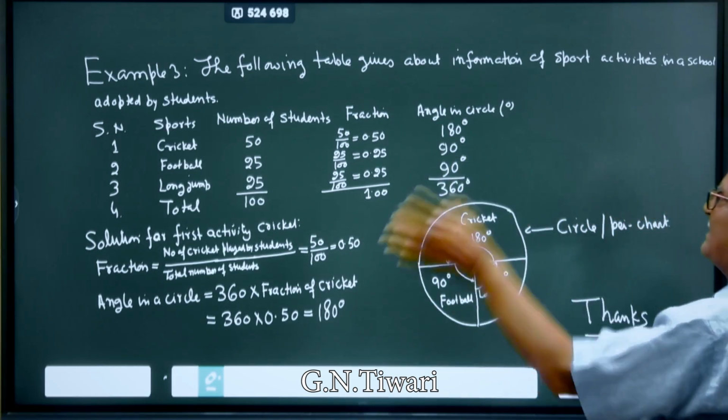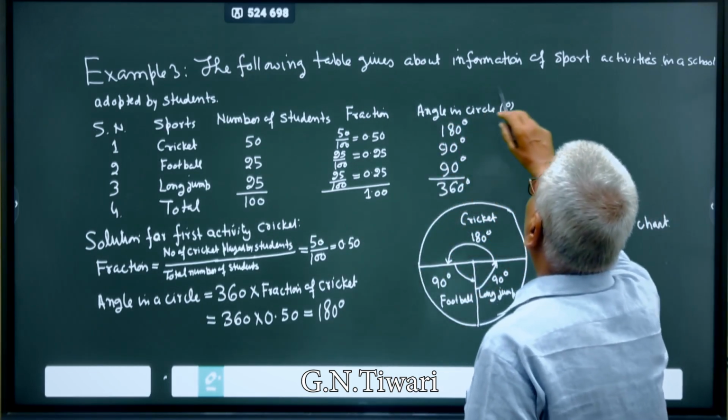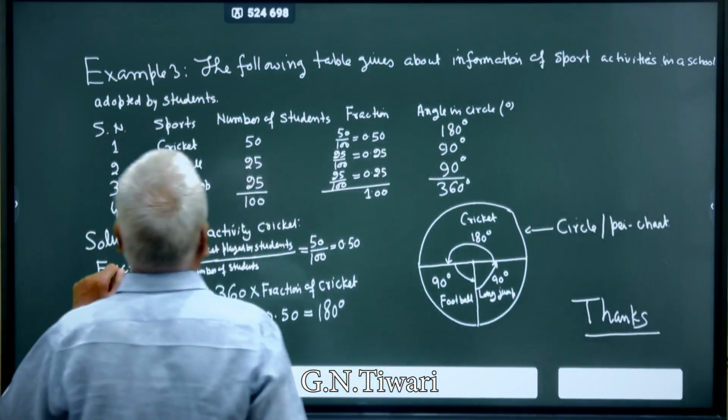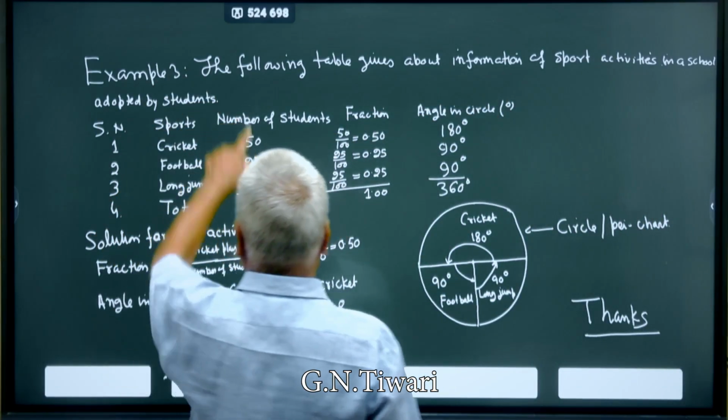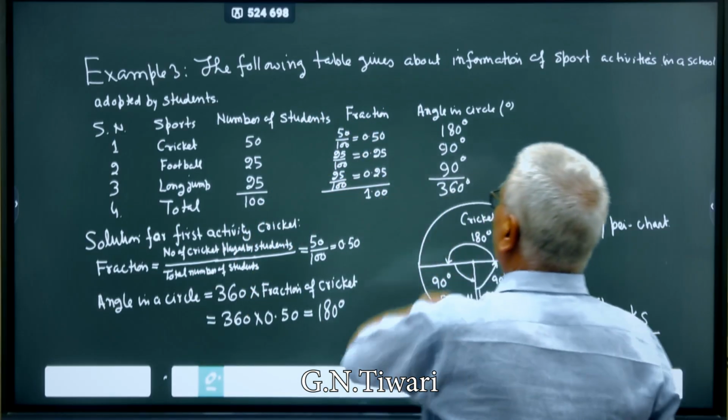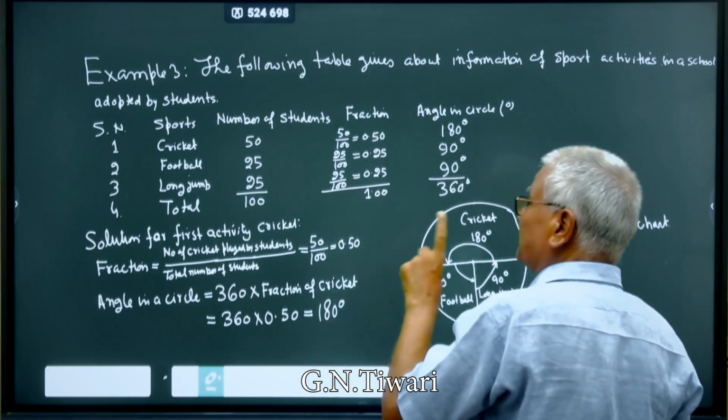Here just see another example. The following table gives the information of the sports activity in a school adopted by students. Sports, number of the students, fraction and angle. Just here, if you want to draw angle, fraction is important.